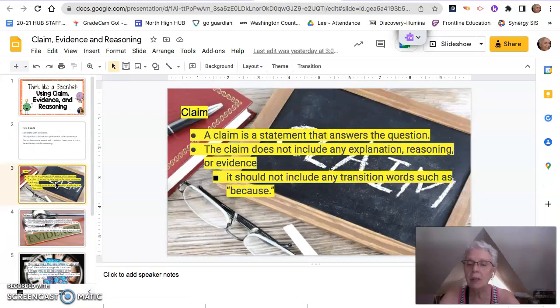So let's talk about what a claim is first. A claim is a statement that answers the question. However, it does not include explanation or reasoning or evidence. It just says what the answer to the question is. It should not have any transition words in it, such as because.